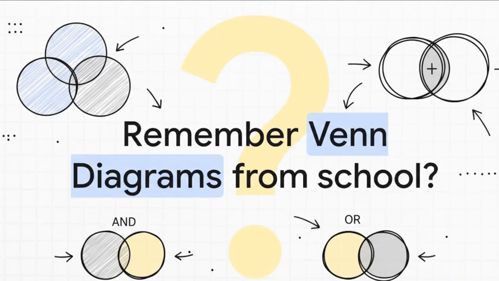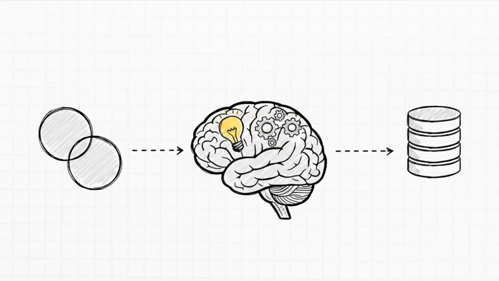Okay, let me ask you something. Do you remember Venn diagrams from school? You know, those overlapping circles that showed what different groups had in common? Well, believe it or not, that super simple concept is actually the secret key to understanding how databases think and how SQL really works. See, SQL isn't just some random list of commands you have to cram into your brain. It's a language, and it's built on something called set theory, which is just a fancy way of saying it uses the exact same logic as a Venn diagram.